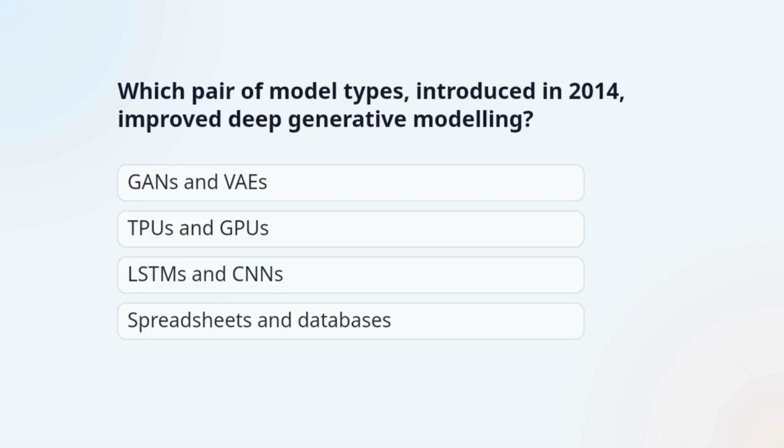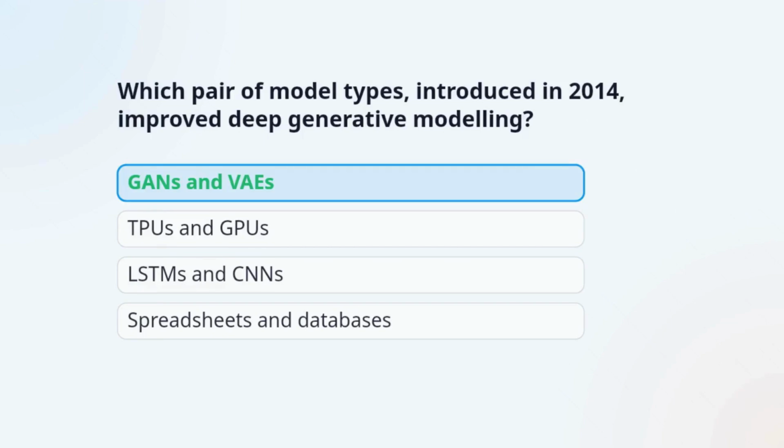Question 3. Which pair of model types, introduced in 2014, improved deep generative modeling? The correct answer is GANs and VAEs. Variational autoencoders and generative adversarial networks were key 2014 advances in generative modeling.